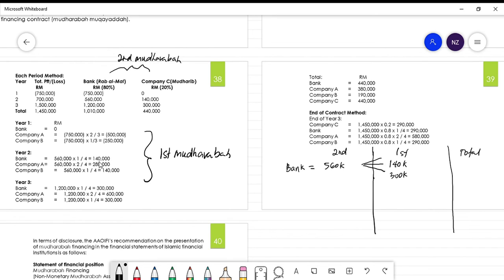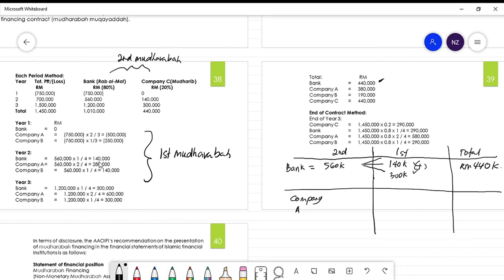So this is the last amount of profit yang dia dapat lah. So when you plus both amount, you will get RM440, sama dengan ni tadi. Okay, that one is how you calculate the total amount of profit diorang dapat for first and the second mudharabah. That one is for the bank. Now kita pergi kira pula untuk company A.